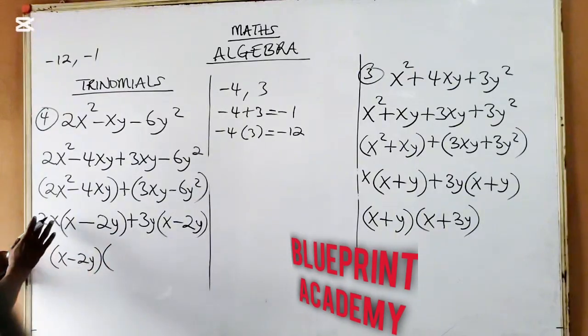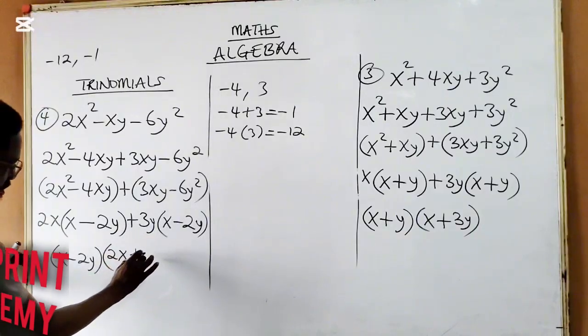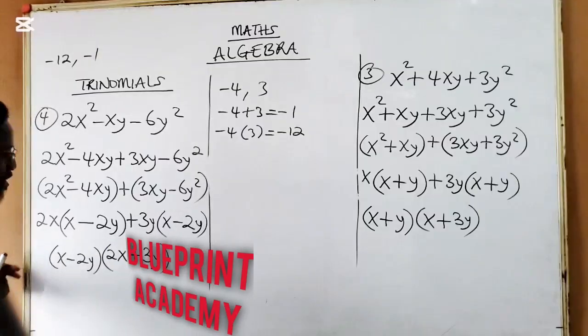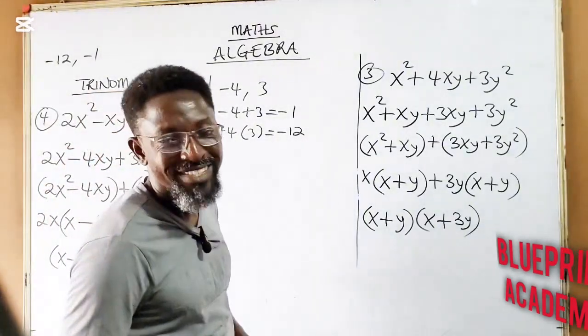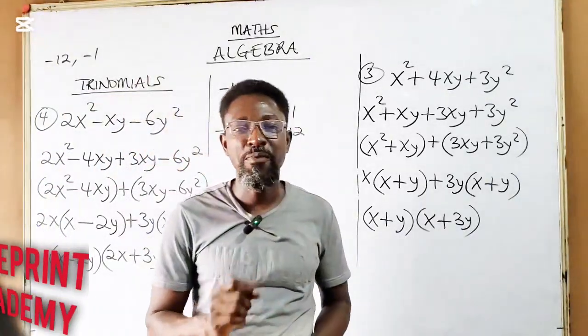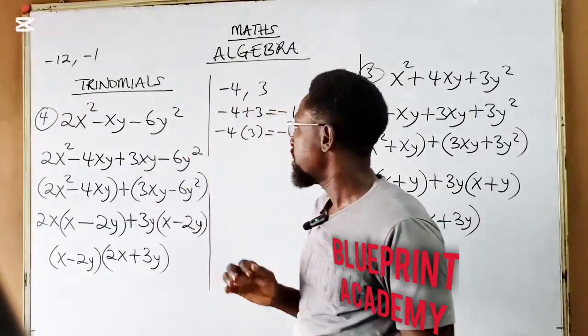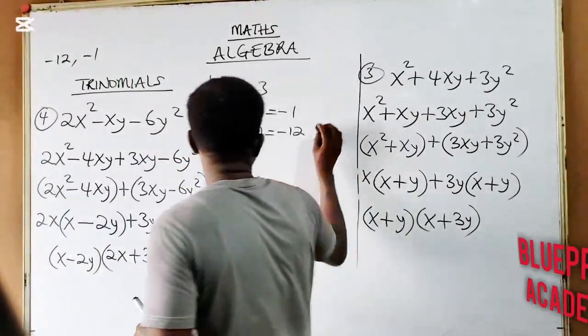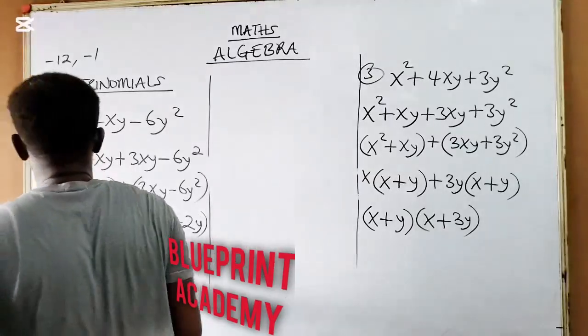I'll open another bracket. Bring this 2x, then bring the 3y. So that is the answer to that particular question. It is not something difficult. If you have any question on this, just send it to me through the comment section. I'll respond to you as soon as I see your question.